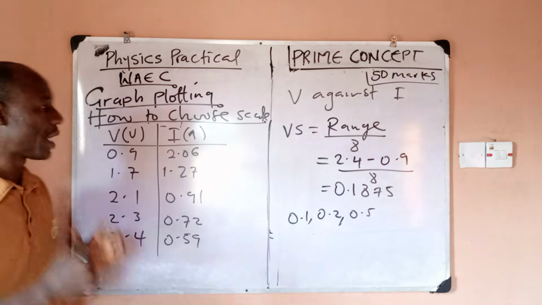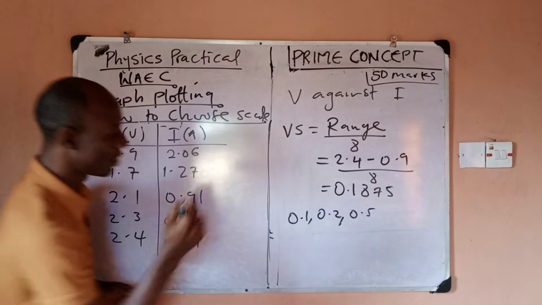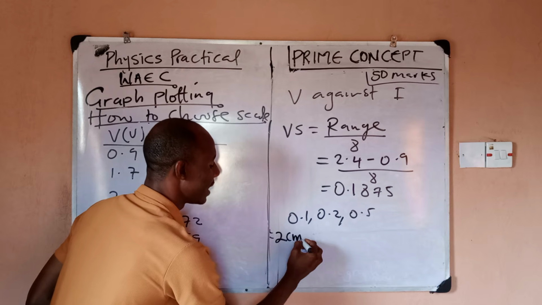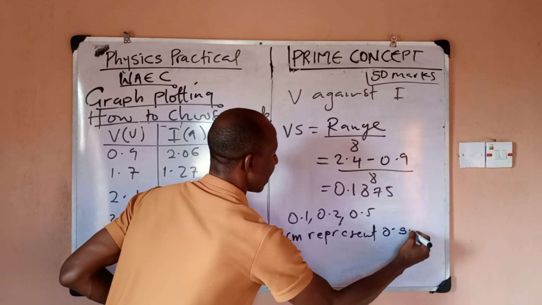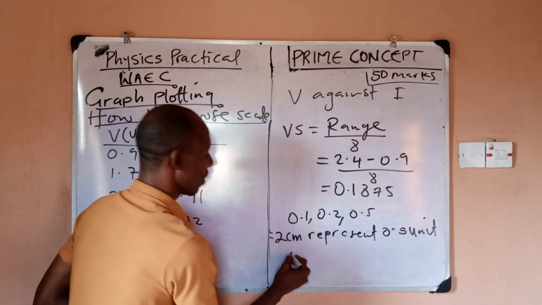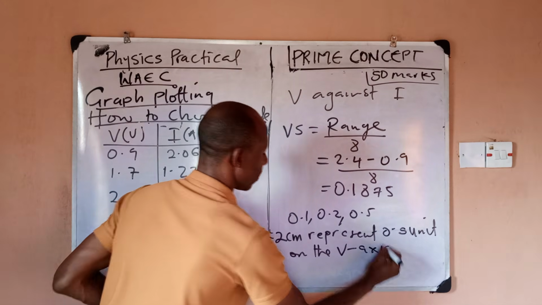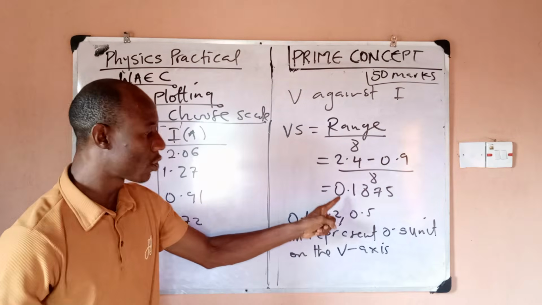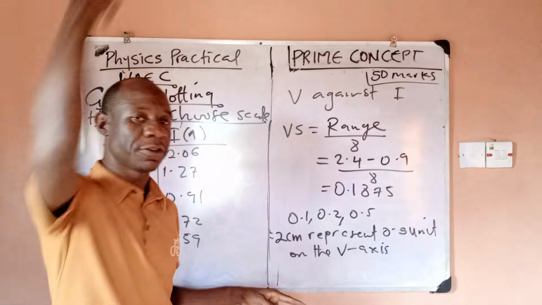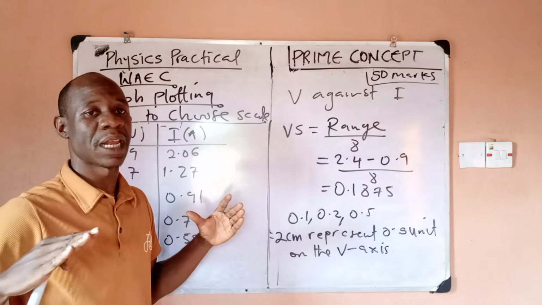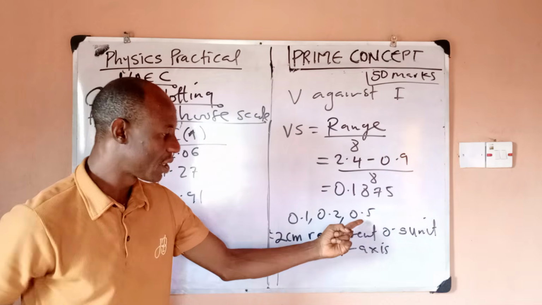0.5. So it means when I want to plot the graph for V, my scale is going to be what now? 2 cm represents 0.5 units on the V axis. On the V what? Axis. I got this by calculation and I took it forward. I approximated forward, not normal mathematical approximation. This just gives you an idea. Take it to the next magic number, which is 0.5.